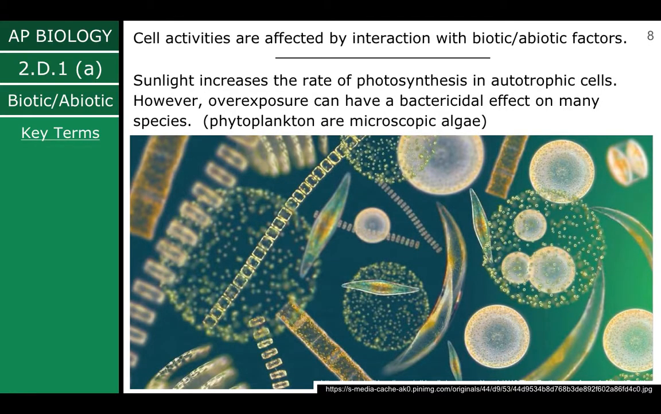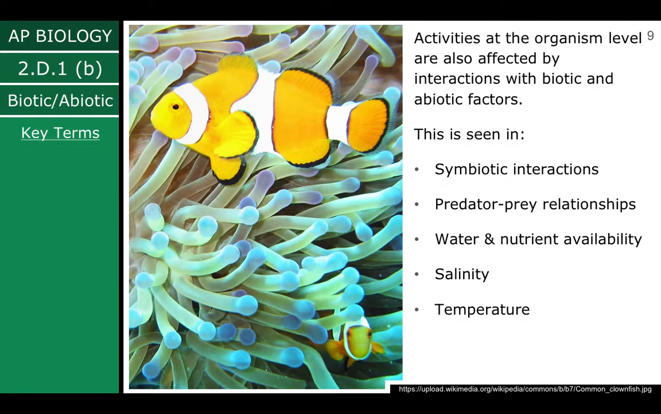Okay, so let's look at sunlight. Sunlight increases the rate of photosynthesis in autotrophic cells. However, overexposure can have a bacterial effect on many species, phytoplankton and microscopic algae. And we are going to look at eutrophication this week as well through a lab demo. So make sure you come into class knowing what eutrophication is. I will ask you this week.